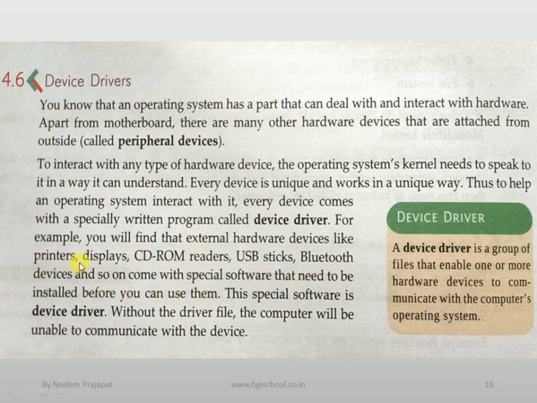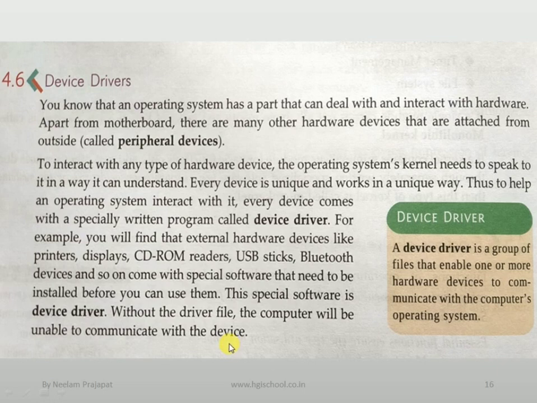So when you purchase these external hardware devices, you need to install device drivers so that you can use them, or connect the external device with your computer. Without the driver file, the computer will be unable to communicate with the device. Like if you have purchased a new printer and you have to connect it with the PC, it will not work directly.